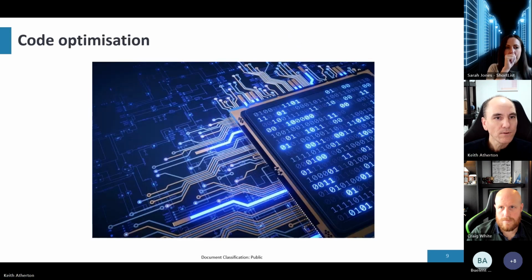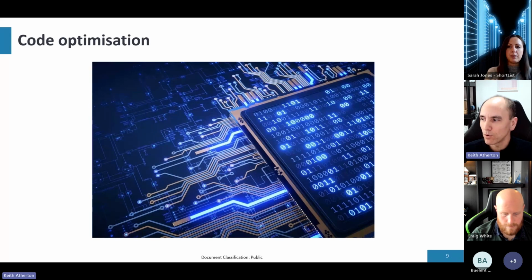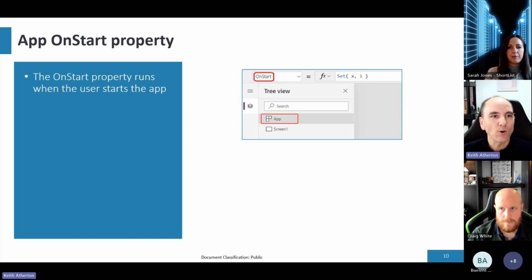First up, we'll look at some code optimization, and this will be really the bulk of the session, I would say. We've mentioned it already, but the app OnStart property, many of us know it, many of us use it. The example we've got there sets a global variable, x, to the value of 1. This is just on the App object, the OnStart property. So this runs when the user starts the app.